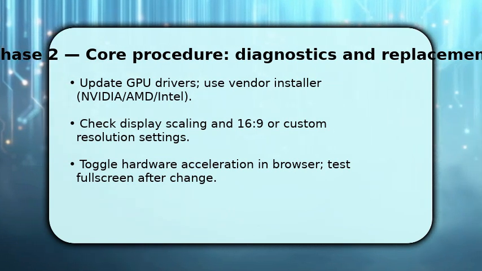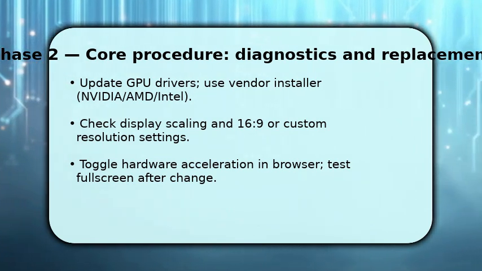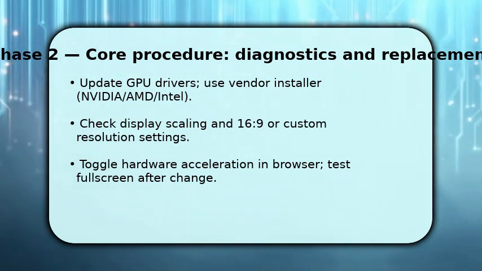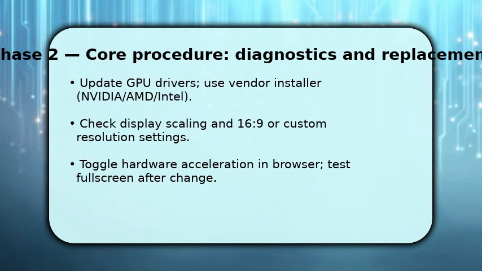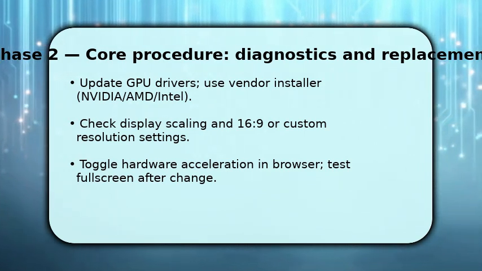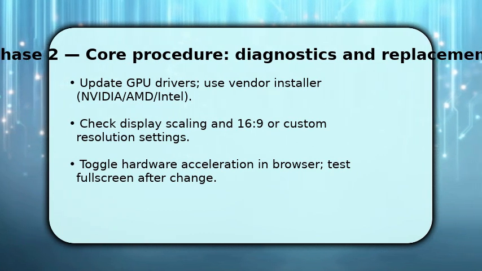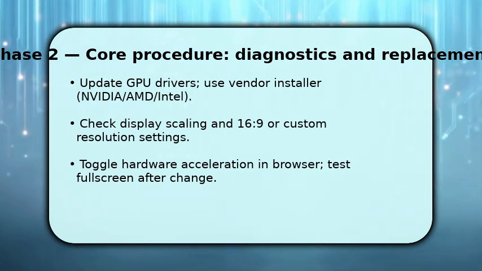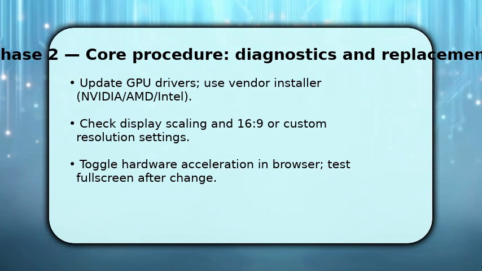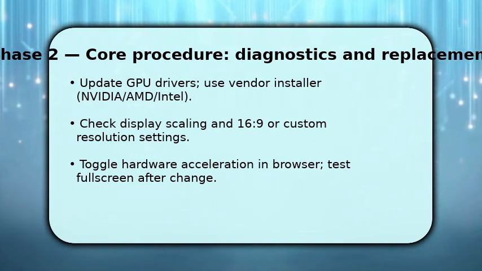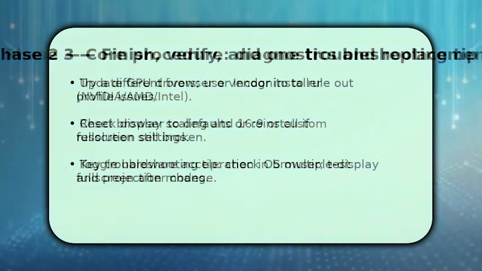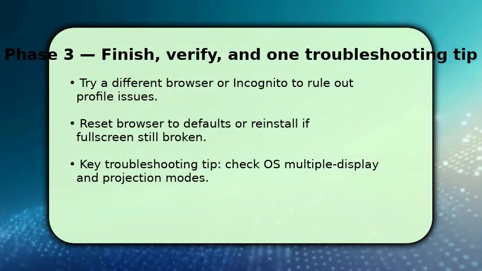Next, toggle hardware acceleration in your browser settings. Enabling or disabling it can fix rendering conflicts. After each change, reopen the video and test full screen so you can isolate which setting. To finish, verify the fix across contexts. Open YouTube in a different browser or an incognito/private window to rule out profile corruption.